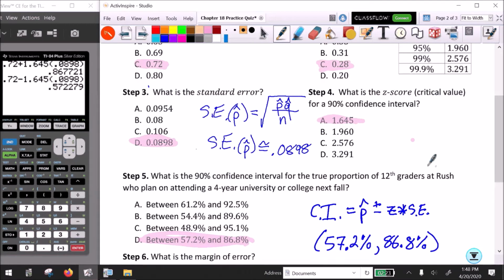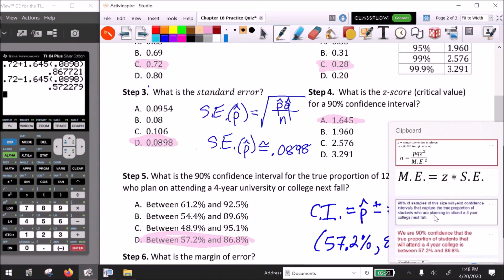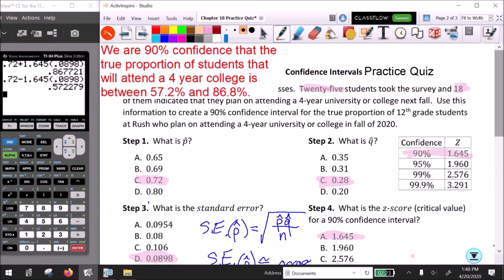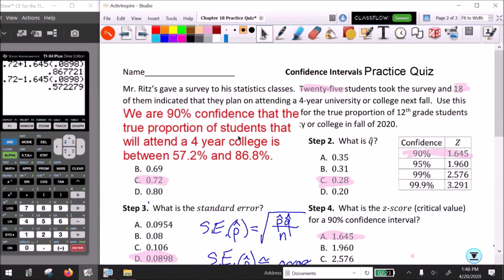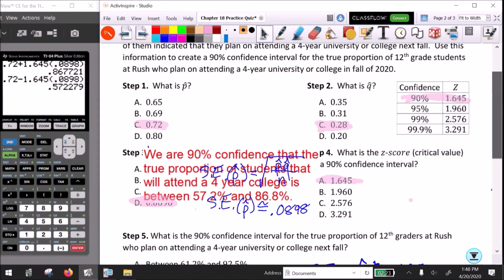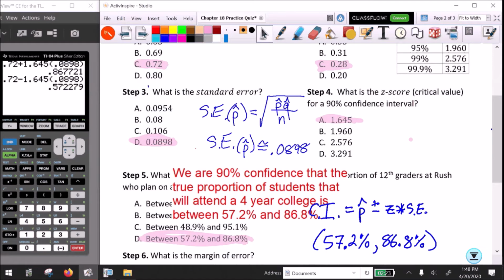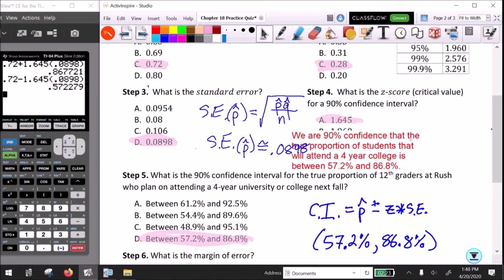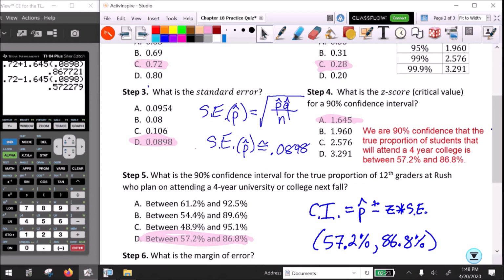Alright, so what does this actually mean? I'm going to go back to my clipboard here. I wrote up some things about what this means. So this means that we're 90% confident that the true proportion of students that will attend a four-year college is between 57.2 and 86.8%.